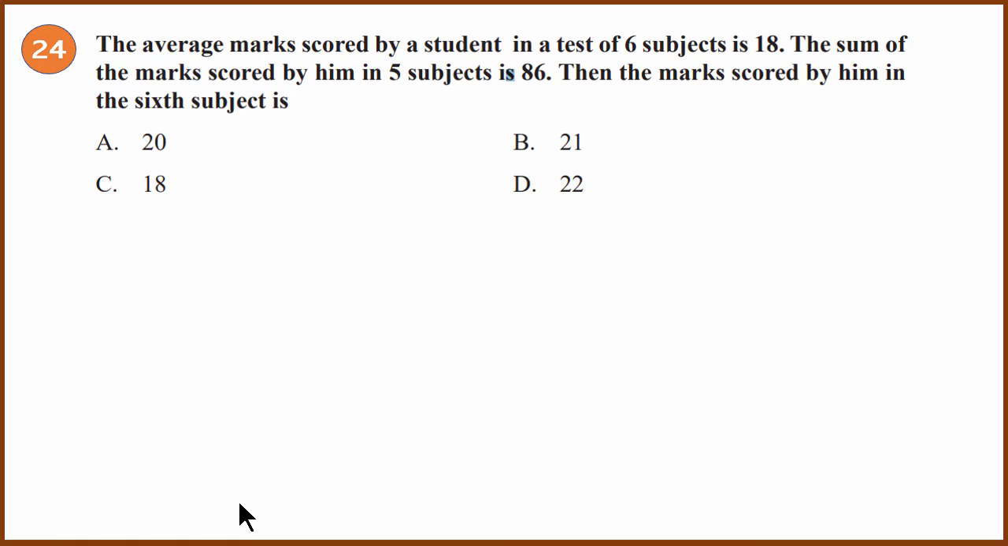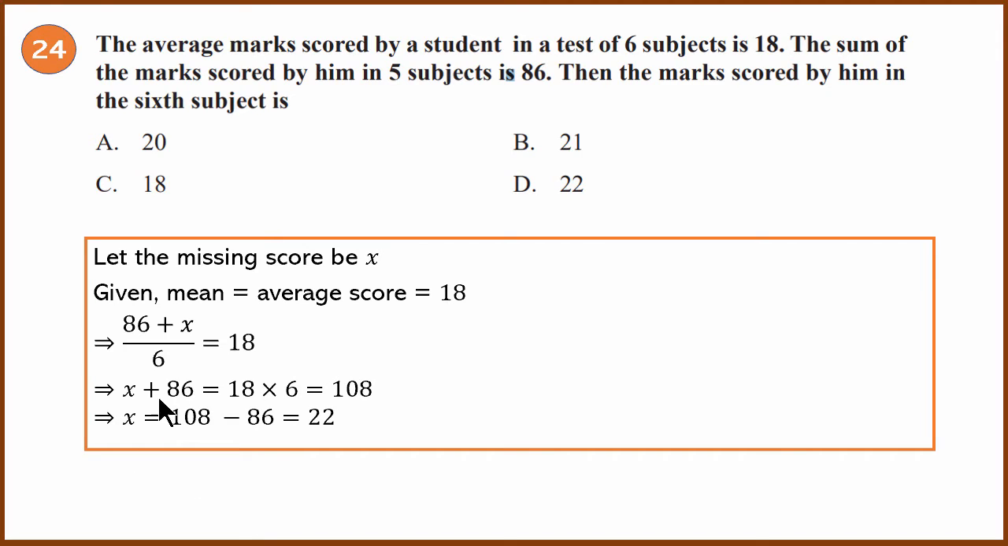Average marks scored by a student in a test of 6 subjects is 18. Marks scored by him in 5 subjects is 86. And the marks scored by him in the 6th subject. Missing score be x. We know that the average score is 18. So average formula is 5 subject score plus missing score divided by 6 subjects equals 18. Simplify. X plus 86 equals 18 times 6, which is 108. And you can say that x equals 108 minus 86, which is 22.